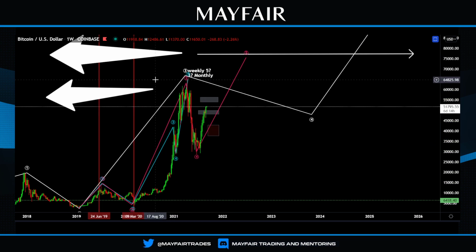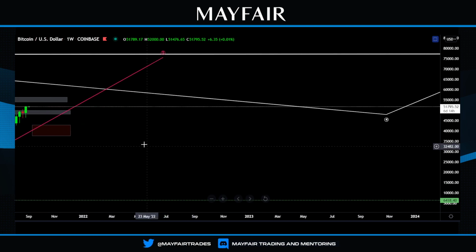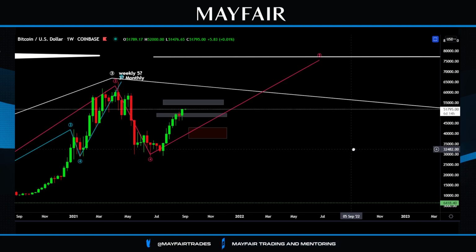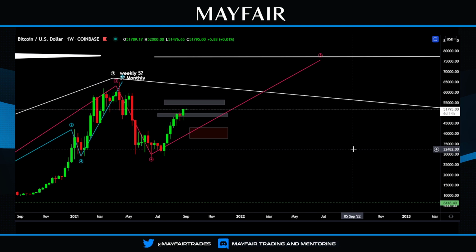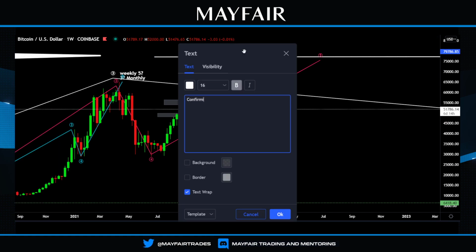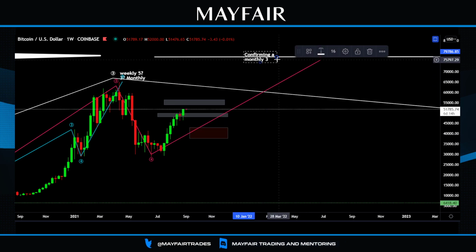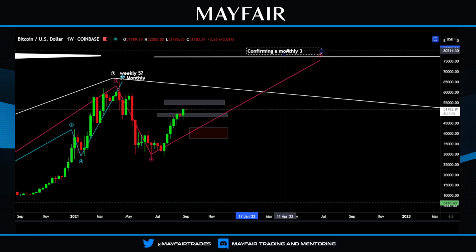Okay, so if we assume that on this particular move up we've now got confirmation of a weekly 4 coming in, which is what a lot of the people I read about and the conversations I've been having assume, that we are now on our way to a weekly 5, that weekly 5 is only giving me a monthly 3, right? So confirming a monthly 3 sitting at this kind of level. Okay, so you've got confirmation on a monthly 3.